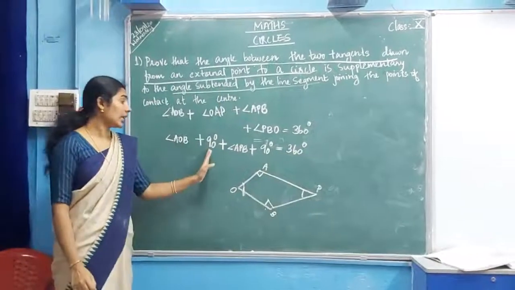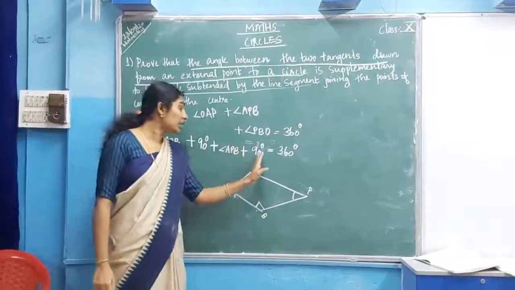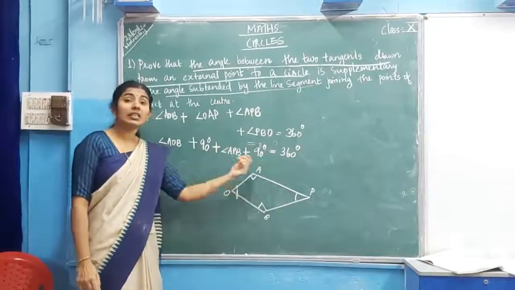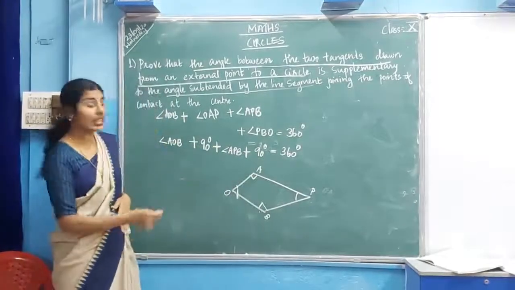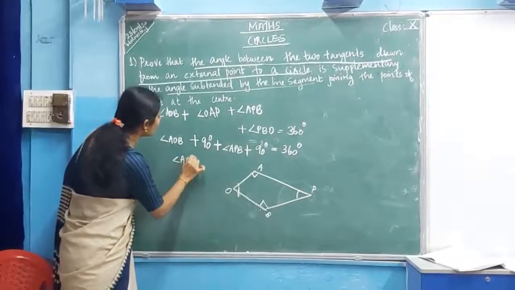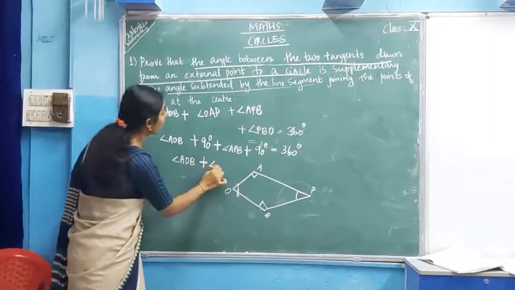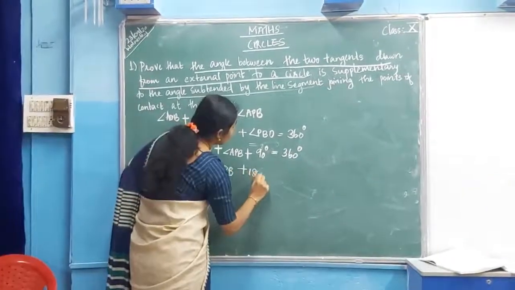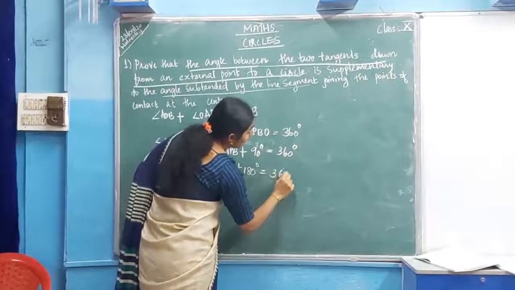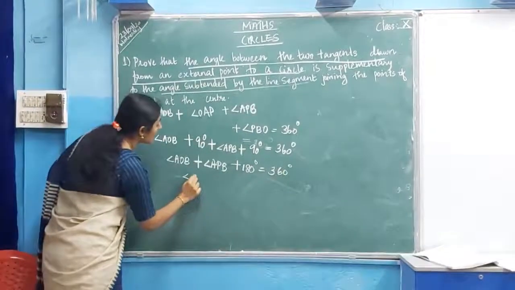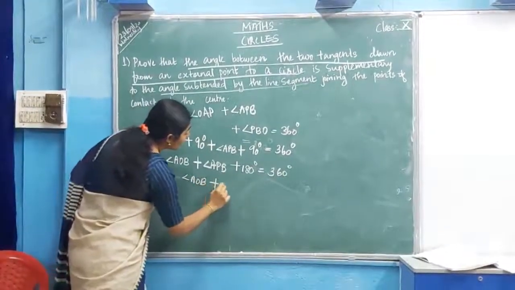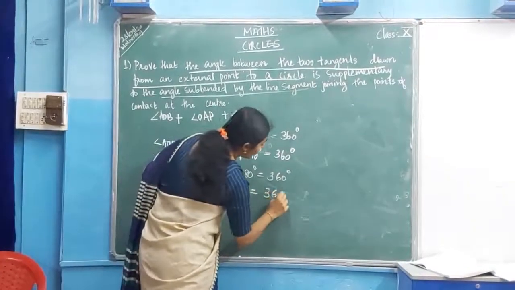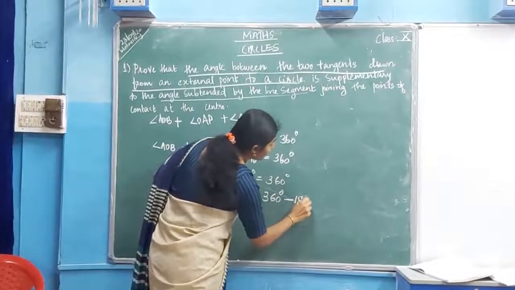Angle AOB plus 90 degrees plus angle APB plus 90 degrees equals 360 degrees. And you know 90 plus 90 is 180 degrees. So angle AOB plus angle APB plus 180 degrees equals 360 degrees. So we can say angle AOB plus angle APB equals 360 degrees minus 180 degrees.